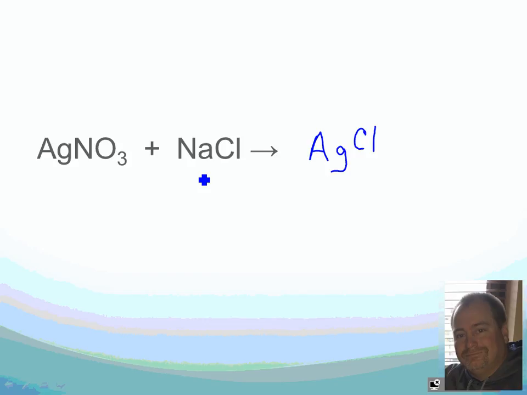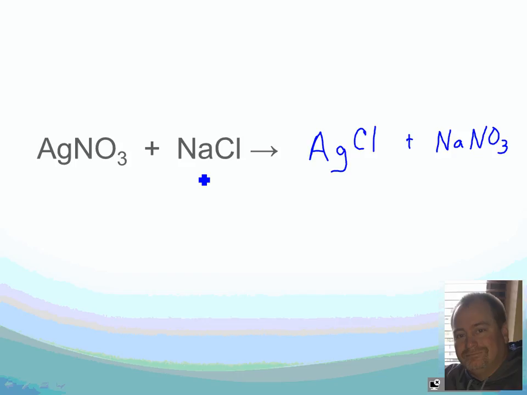Now, is that correct when I'm writing them out? What is silver charge-wise? 1. What is chlorine? -1. Is that right? Absolutely. My other possible product is sodium nitrate. Is this the right formula for sodium nitrate? Absolutely. Now, do I want to go through and balance this? I don't want to balance this yet, because if I balance it and then it doesn't work, I did all that for naught. All right? So I'm going to check to see if this works.